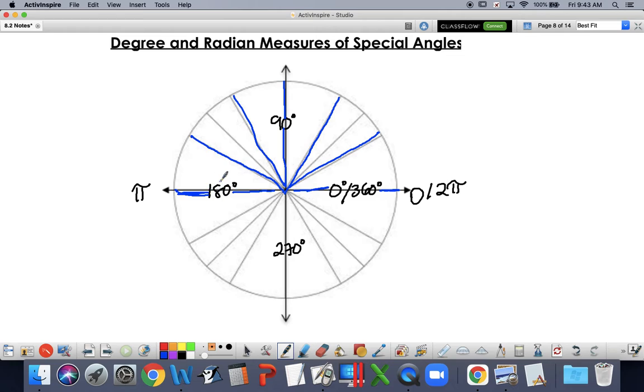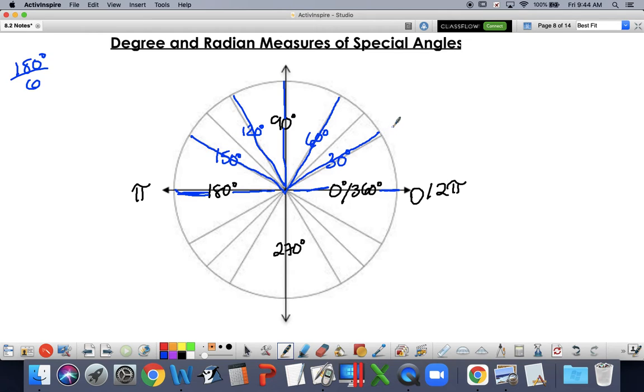So if I take 180 degrees and divide it into 6 pieces, each one of these is equal to 30 degrees. So I've got 30 degrees here. 30 plus 30 is 60 degrees. 60 plus 30 gets us to our 90 degrees. 90 plus 30, 120 degrees. And 120 degrees plus 30 gets us to our 150 degrees. So I've written out my degrees for these 6 pieces of pie up here.